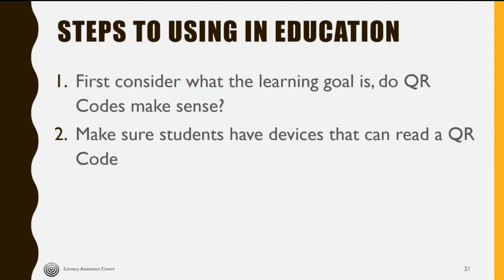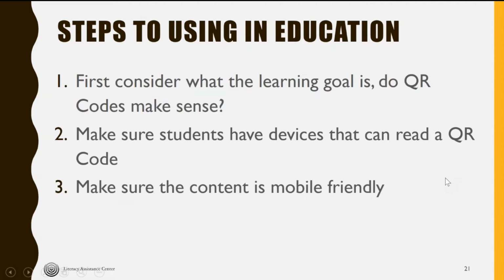The second step is to make sure that the students have the devices they need, because obviously if they don't have them, then having the QR codes will not have any purpose or good outcome, I guess. And then making sure that wherever you're taking them via the QR code is a mobile-friendly space. So that's why taking them to videos makes sense, or taking them to audio makes sense. If you want them to go to a website, just make sure that the website is something that works well on a small screen.